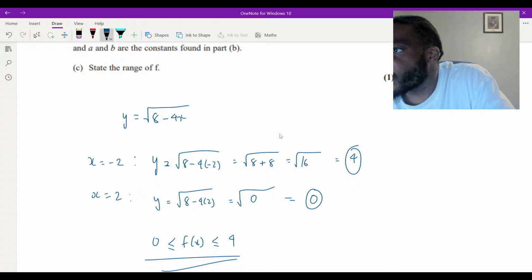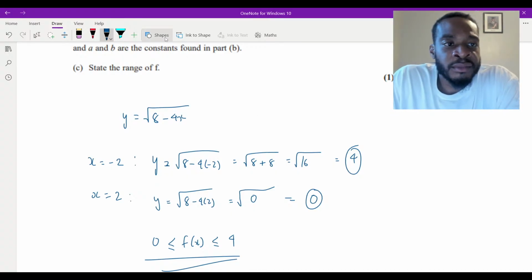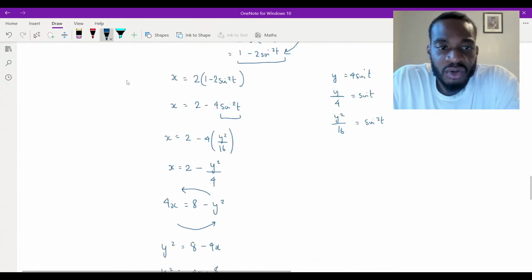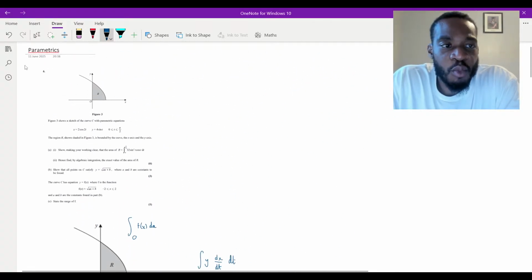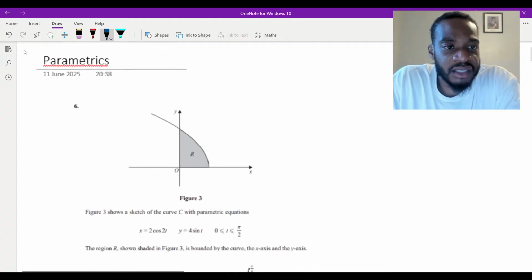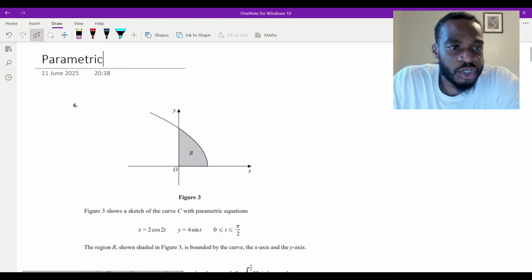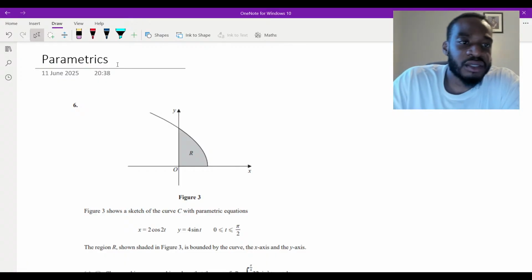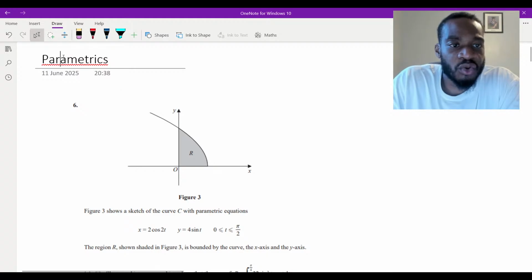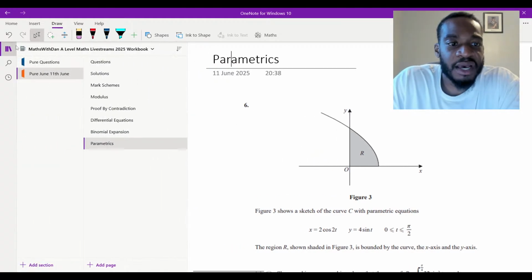Right, how many questions do I have left? What's the time? It's like 9 o'clock. I think I've got one more in me. Did I spell parametric wrong? Why is it telling me? Hold on, what if I do that? Parametric. That's not a word. Ignore. Add to my dictionary.